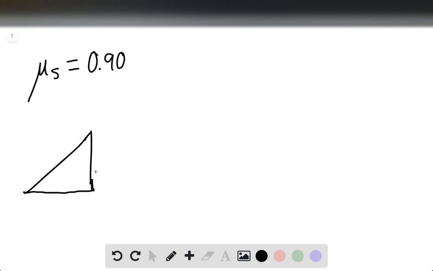So here we have a maximum coefficient of static friction equaling 0.90, and then we have this incline here. So let's draw what's going on. You always want to draw a free body diagram when you're dealing with forces. It makes everything a lot easier. And this will be a mass.